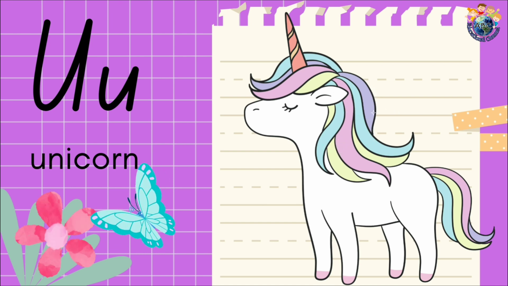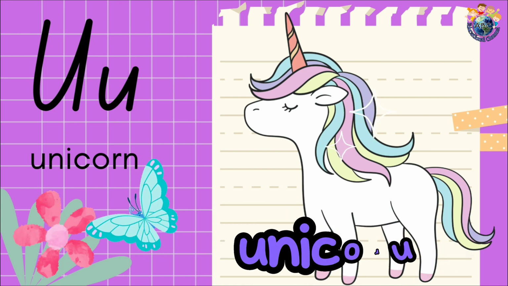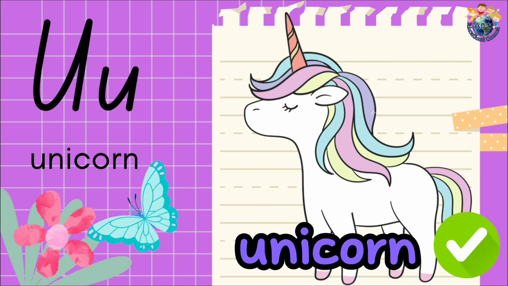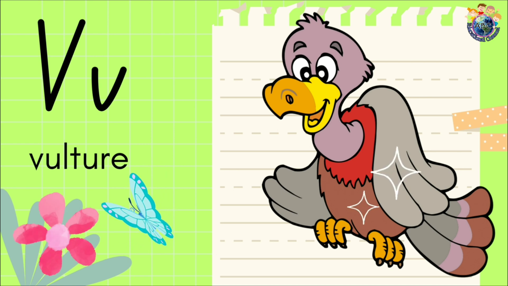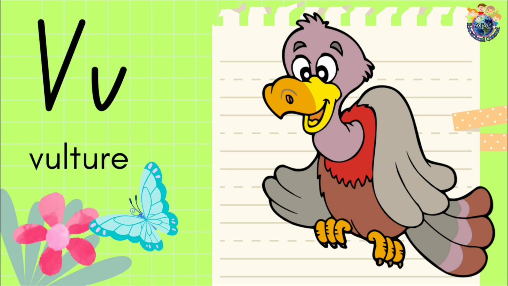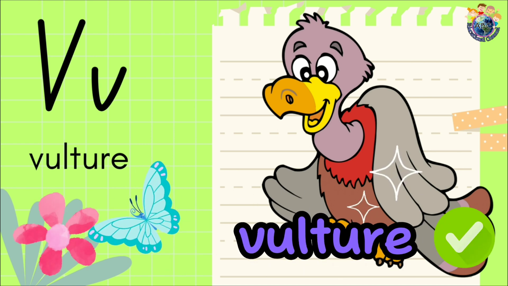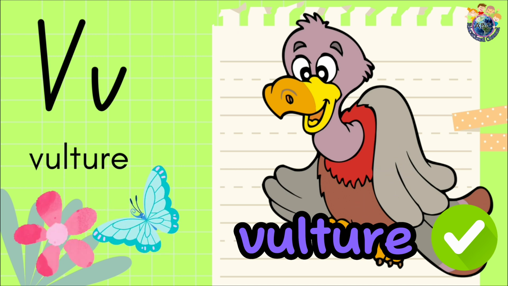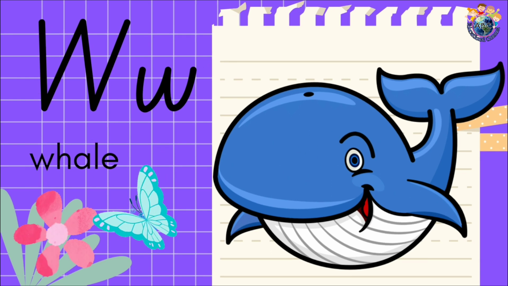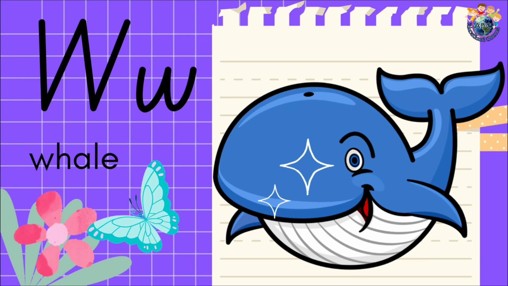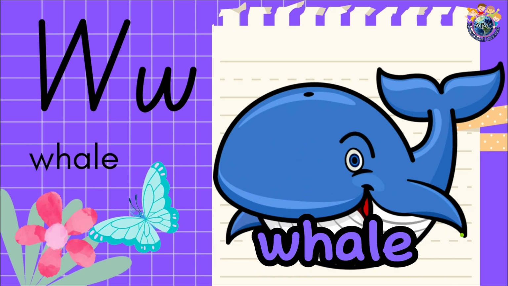U is for unicorn. Unicorn. V is for vulture. Vulture. W is for whale. Whale.